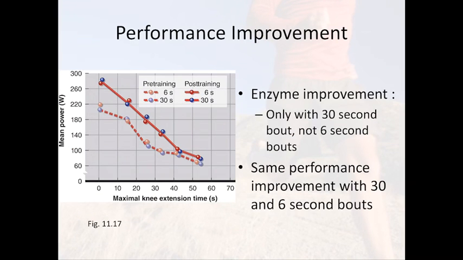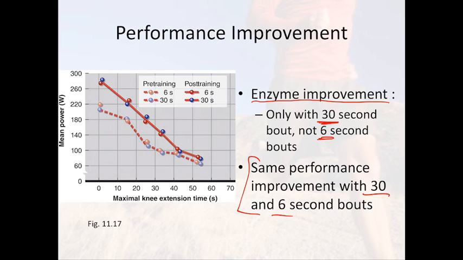Okay, but how did this actually translate to performance improvements? That's the more important part. Who cares if the enzyme numbers changed or not, if they got better or if they didn't, right? Interestingly enough, the enzyme improvements only occurred with the 30-second bouts, not with the 6-second bouts, but both groups saw the exact same performance improvements, whether they did 30 or 6-second bouts.